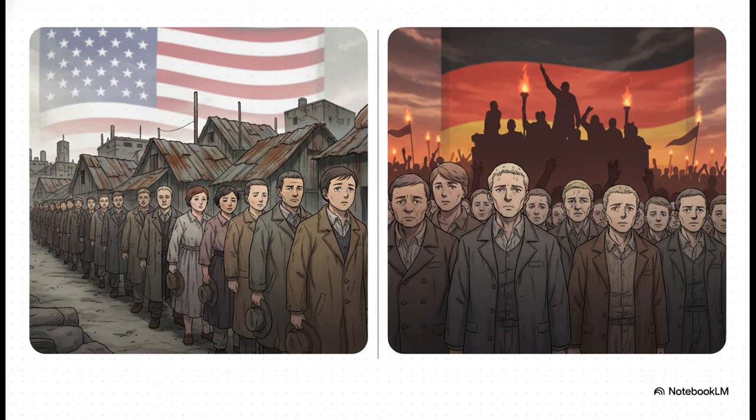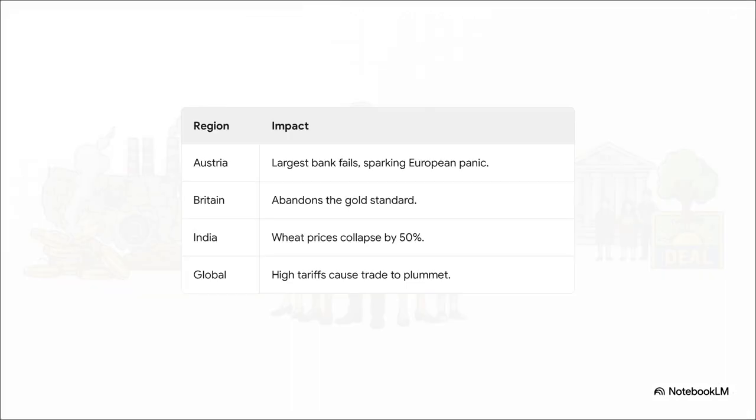But then look at Germany. They had been relying heavily on American loans to rebuild after World War I. When that money dried up, their economy collapsed, creating this desperate environment that, well, paved the way for the Nazi Party to rise to power. It's a terrifying link. And this economic virus just kept spreading.